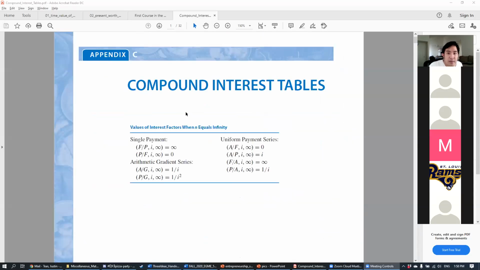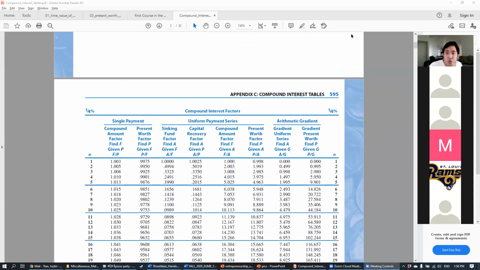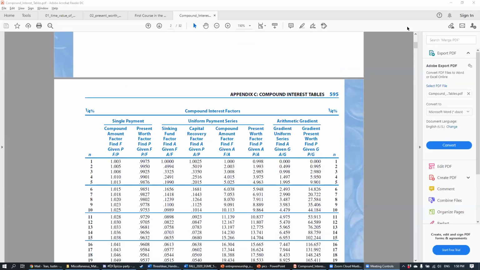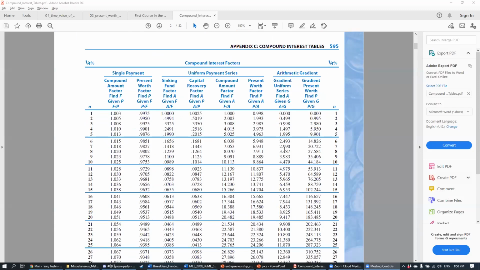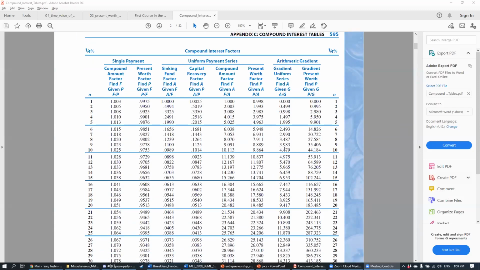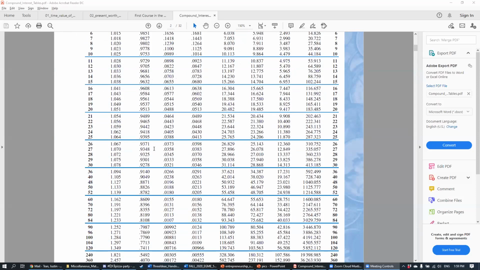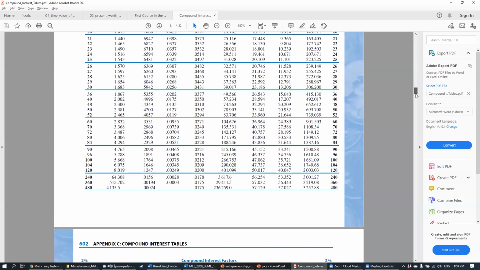Okay. And so this is the compound interest table. So I'm going to upload this onto, I keep saying Titanium, I'm going to upload this onto Canvas shortly after this class. And you can see there's a lot of numbers here, but let me show you how to read this.